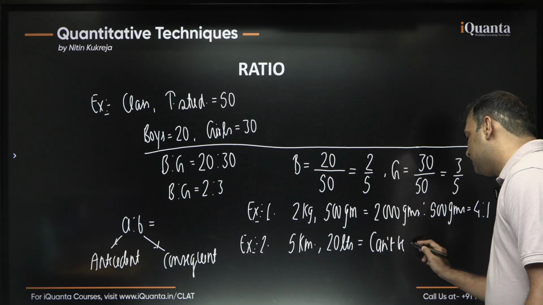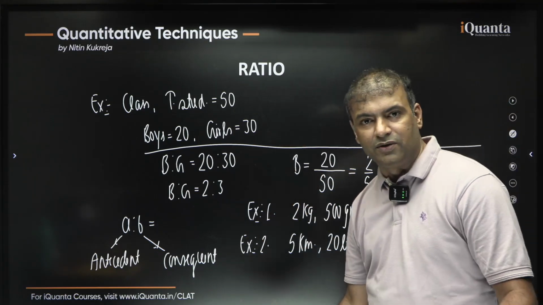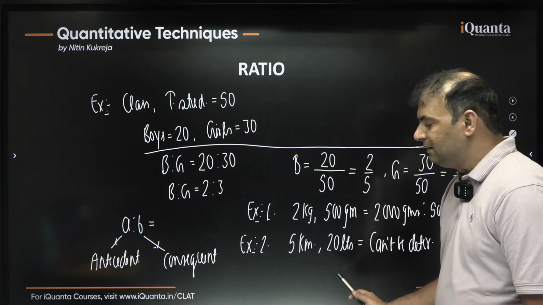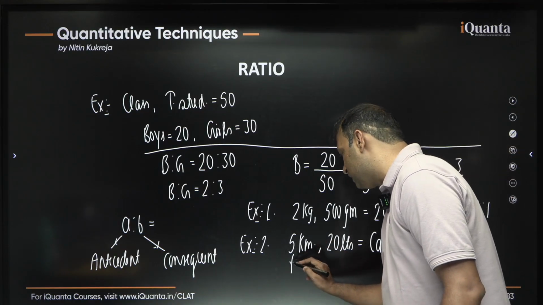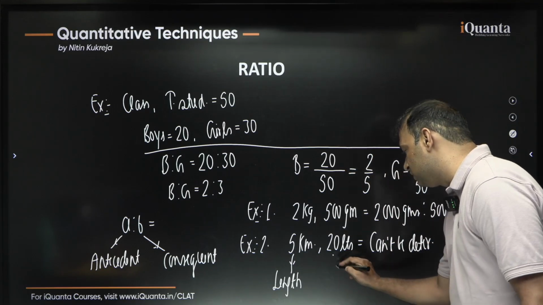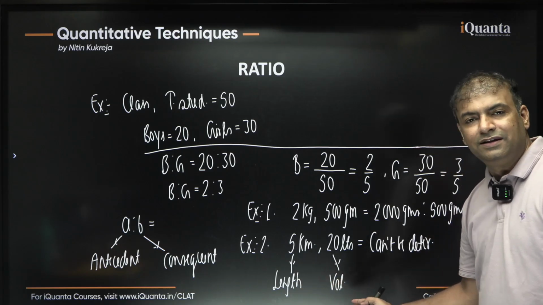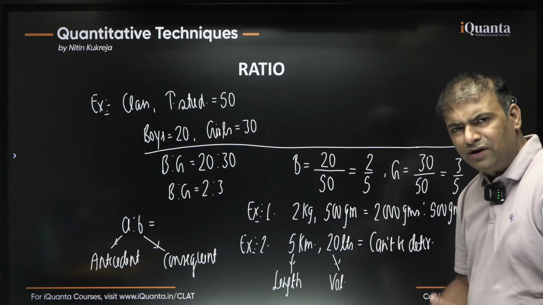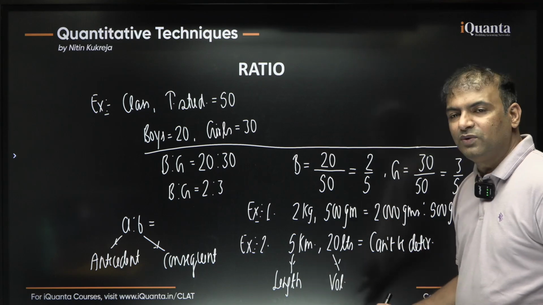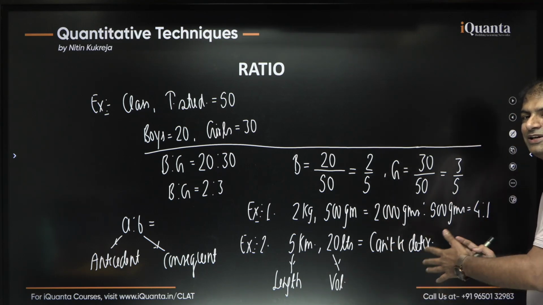Why? See guys, I told you in the beginning that the ratio is something which is used to compare. Look at these numbers, 5 and 20, but look at the units as well. This is 5 kilometers, and kilometer is a unit of length. On the other hand, liter is a unit of volume. So guys, think about it, how can we compare length and volume? This is something we cannot do. We cannot compare length with volume, so that's why the ratio of this can be said to be cannot be determined.